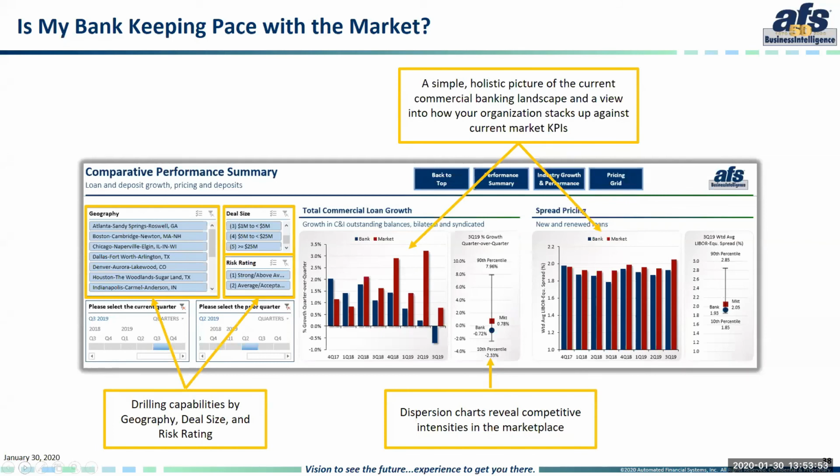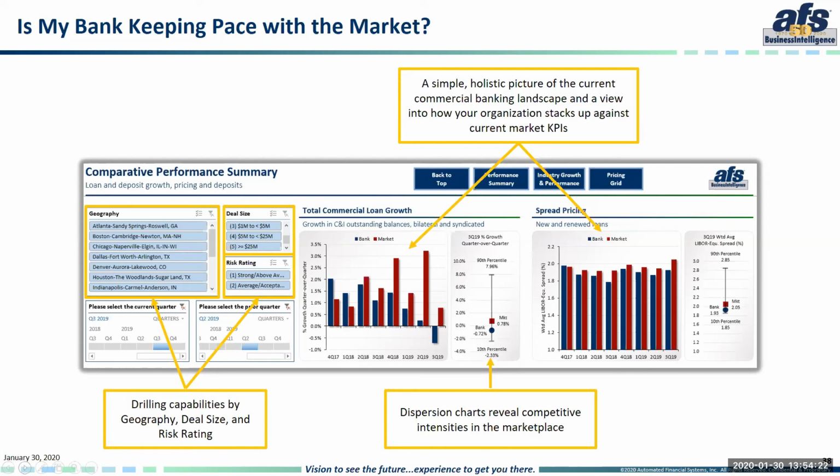So in terms of its design, the BI dashboard is organized around 3 core report templates. The first is a bank versus market comparison, featuring commercial loan growth, spread pricing, and deposit information. So on the left here, we have a handful of what we call slicers that allow you to drill into specific geographic areas, deal sizes, and risk ratings. For those on the call that use our existing pricing dashboard, these slicers are very similar to our dimension controller.